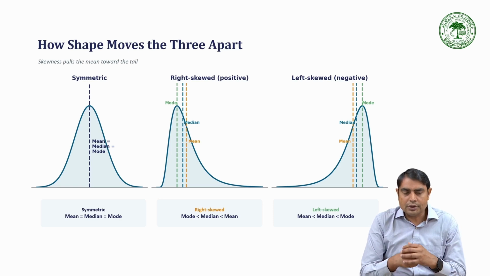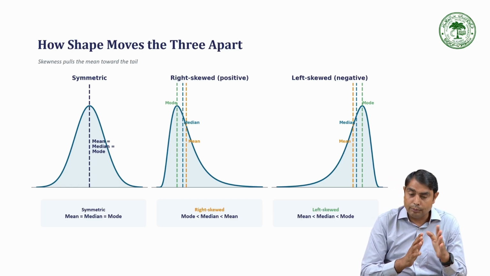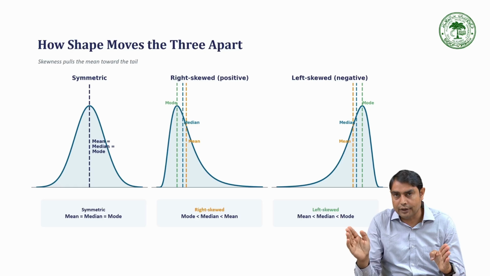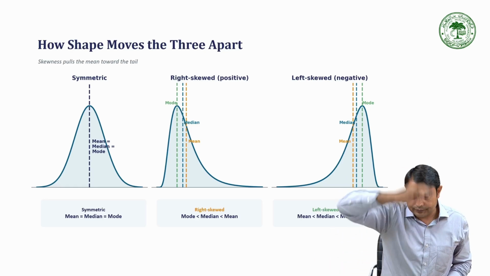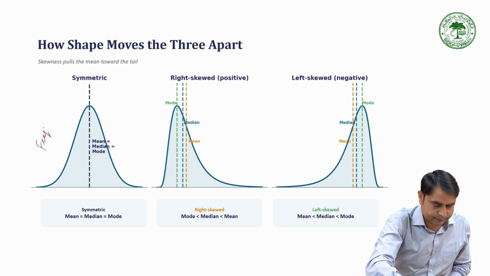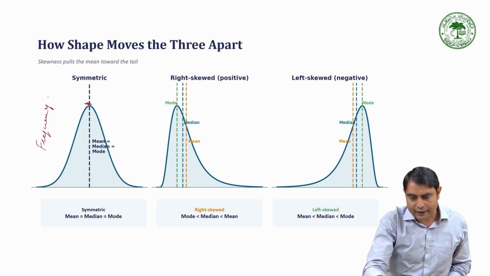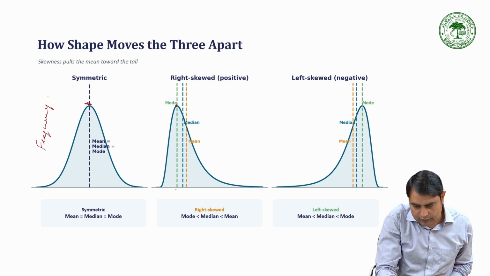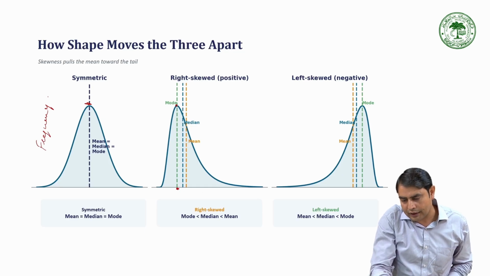Then coming to the second type of shape, which is called right skewed. In right-skewed data, mode comes first, followed by median and then mean. Because mode deals with the peak, the highest frequency, because frequency is on the y-axis. So the highest frequency is the mode. In this case, the highest frequency comes first. Whatever value is there, there lies the highest frequency. But more observations are tending towards the right, taking the mean upward.